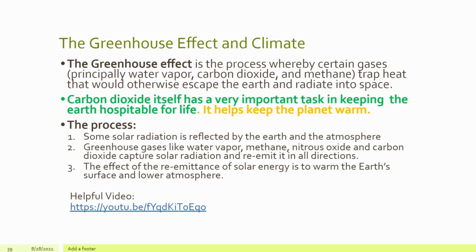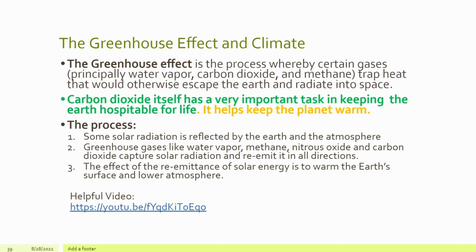So when we talk about the carbon cycle, we also have to talk about the greenhouse effect. That's a process whereby certain gases, usually water vapor (evaporated H2O), CO2 or carbon dioxide, and methane (CH4), are going to trap heat that would otherwise escape the Earth and go out into space.